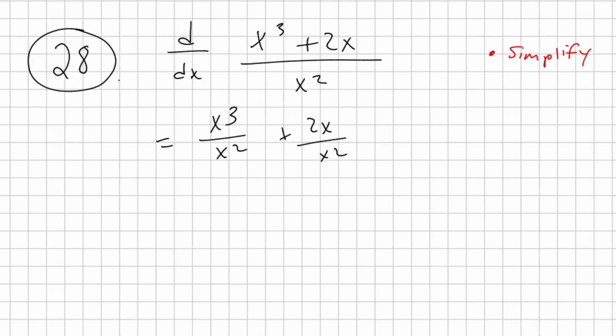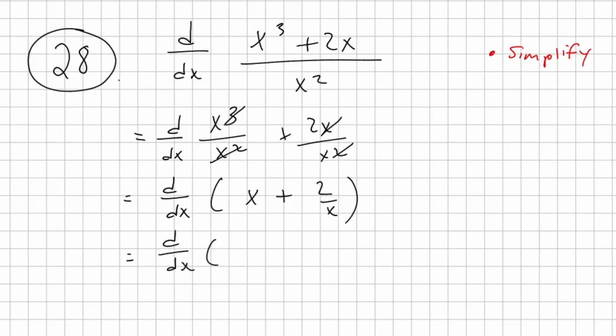And d over dx, right? So now we're going to cancel this, and this gets canceled out. It becomes 1. So it's basically going to be the derivative of x plus 2 over x. Alright, so now I'm going to rewrite this so it becomes a little simpler. So basically you're getting the derivative of x plus 2x to the negative 1.